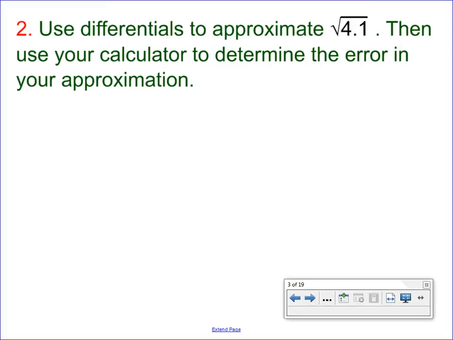So we'll use differentials to approximate the square root of 4.1. Then we'll use our calculator to determine the error in our approximation. A couple of your homework exercises ask you about error, the difference between the actual function value and the approximation.